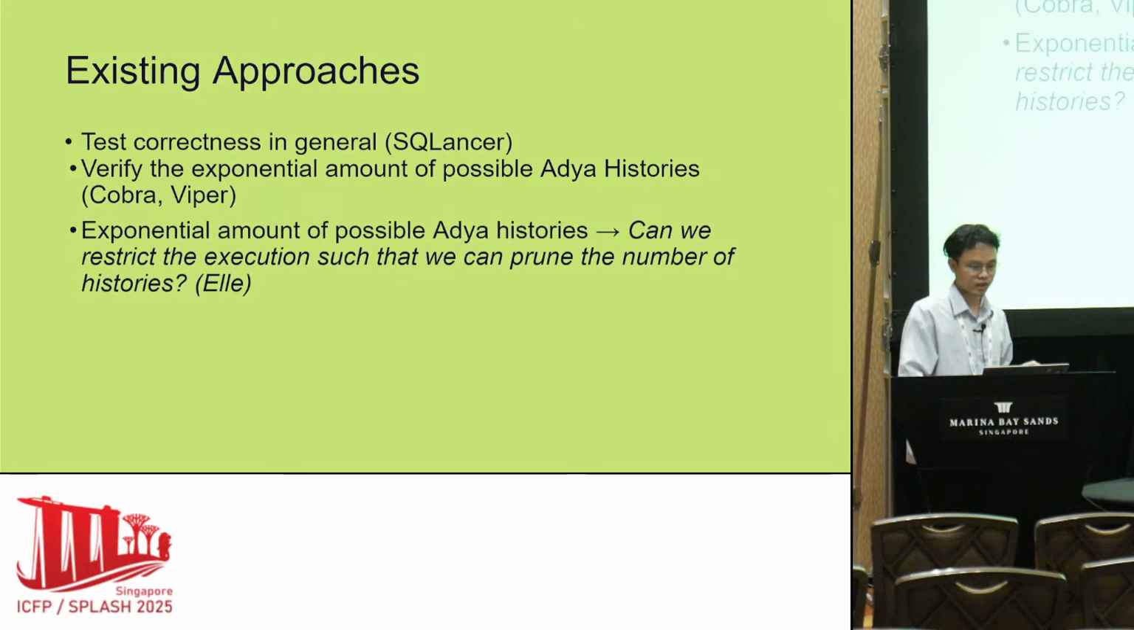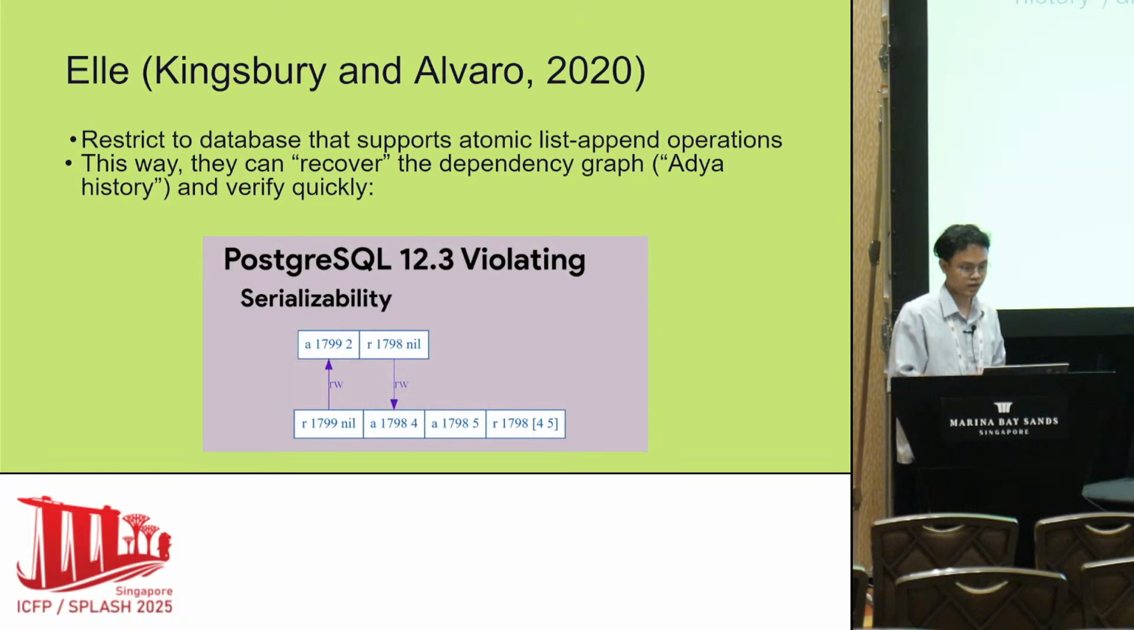The other, more clever method is L. So here I have an example of what L does. This will be important because L is the system that we're comparing against. L restricts the database to only databases that support atomic list append operations. This way, they can try to recover the ADIA history, or the dependency graph, and verify quickly. For example, here they have a serializability violation found in PostgreSQL 12.3.